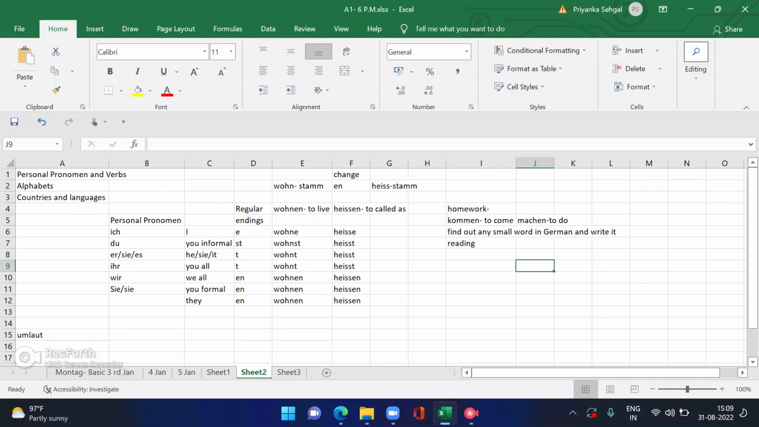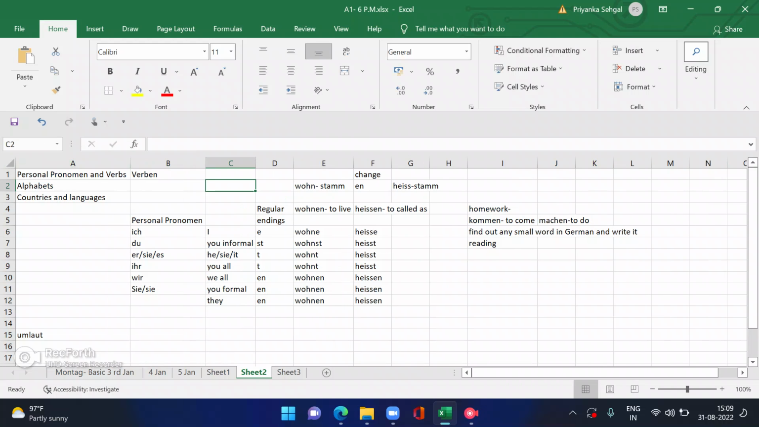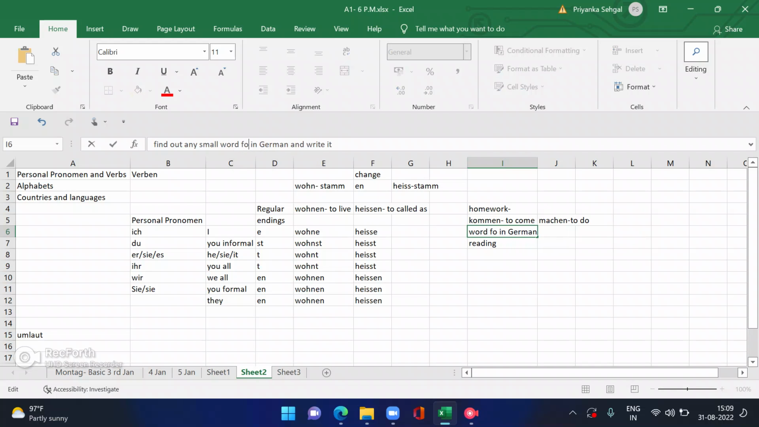Okay, so now I will repeat what we did. Personal pronomen und Verben. What is verbs? That is Verben. Then alphabets. Then countries and languages. Personal pronomen: ich, I. Du, you informal. Er, sie, es, he, she, it. Ihr is you all. Wir, we all. Sie, big S is you formal. Small s is they. Endings. Then I told you how to conjugate it. You have to do the conjugation and send it to me. Then I divided alphabets as well. You have to find any small word for each alphabet.